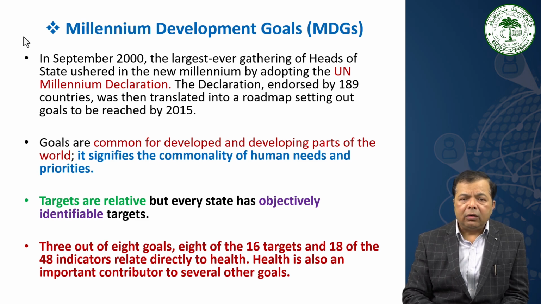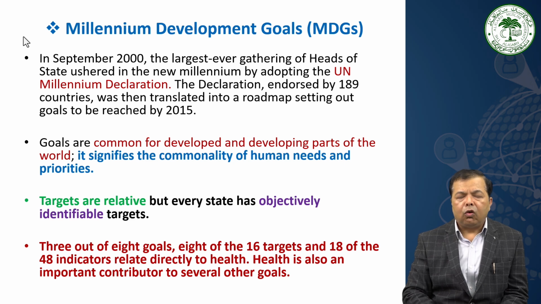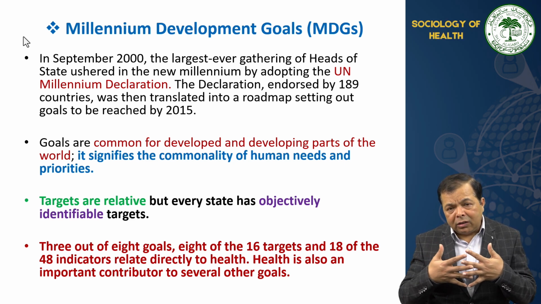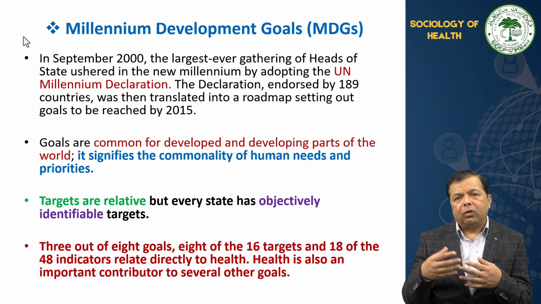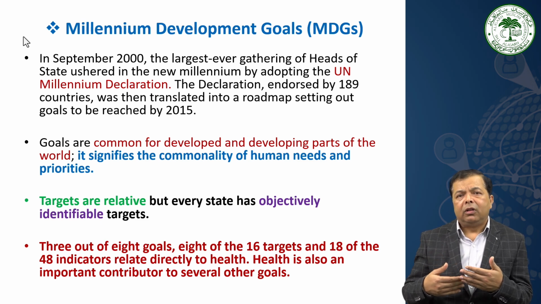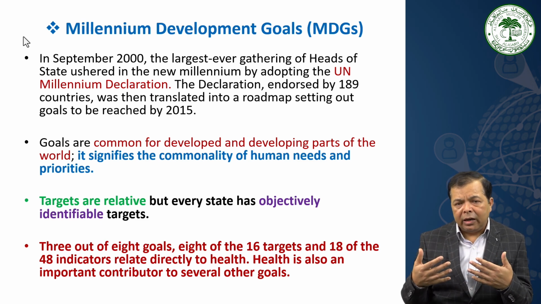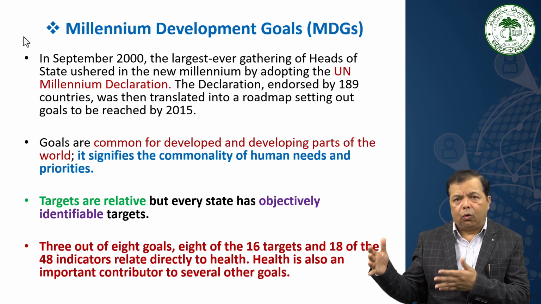In September 2000, the largest ever gathering of heads of state ushered in the new millennium by adopting the United Nations Millennium Declaration. The declaration, endorsed by 189 countries, was then translated into a roadmap setting out goals to be reached by 2050. So that was the turn of the millennium, and so these goals were named after that millennium. So this is a millennium and then development goals, right?